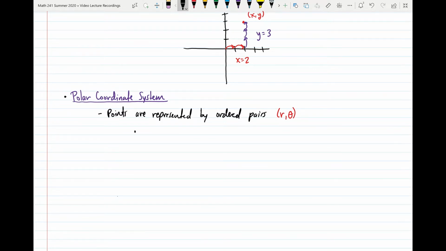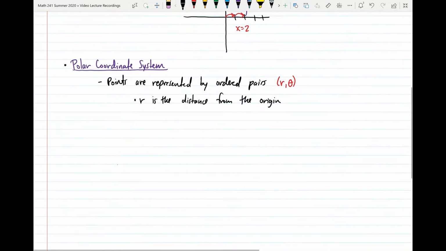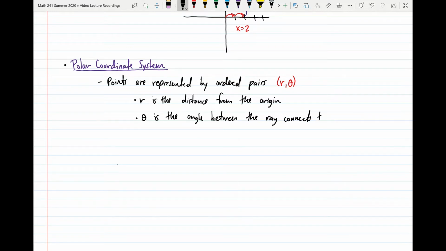In this case, r is the distance of the point from the origin, and theta is the angle between the ray that connects the origin and the point and the x-axis. So theta is going to be the angle between that ray and the x-axis.